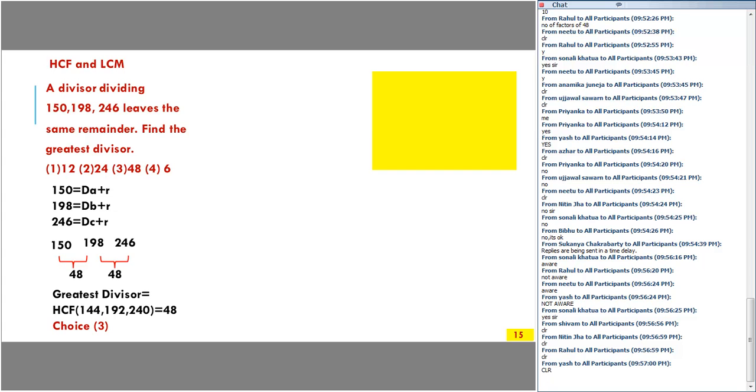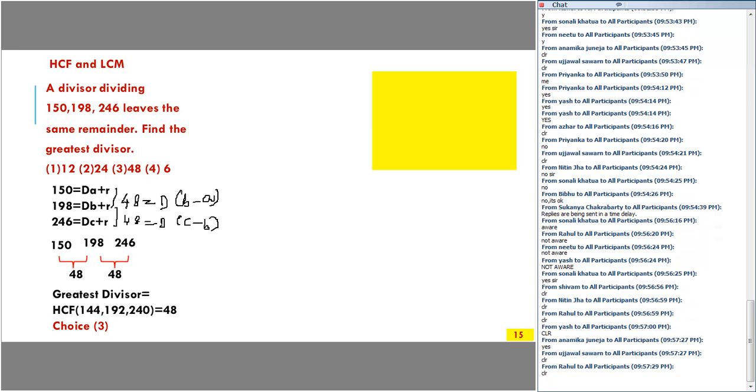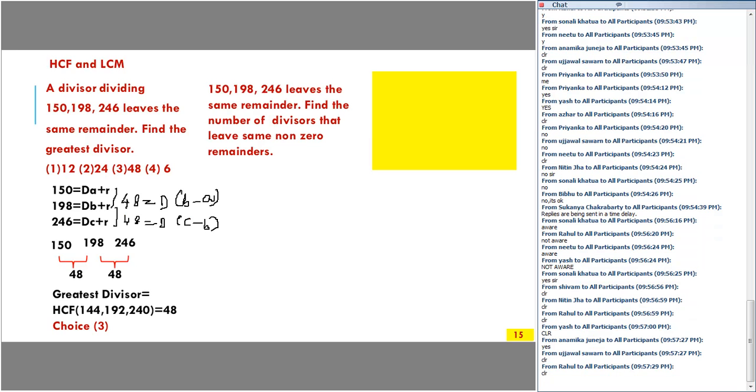When I subtract this, I get 48 equals d into B minus A. When I subtract this, 48 equals d into C minus B. So highest common factor is 48. Are we clear with this? Six is also there. I'm not saying 6 is not, but the greatest one is 48. Are we clear? This is a slightly difficult question. Look at this.